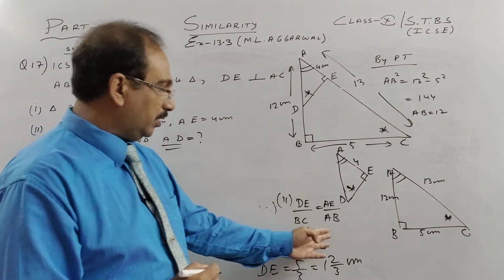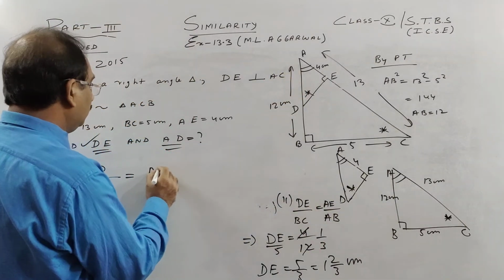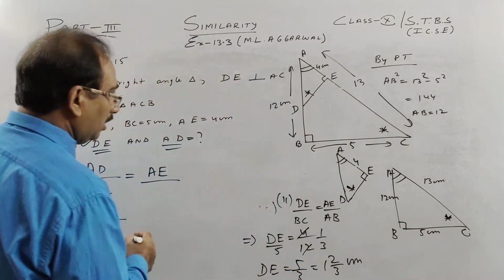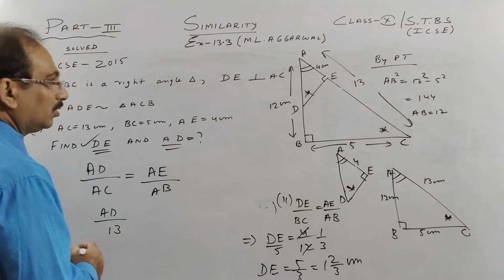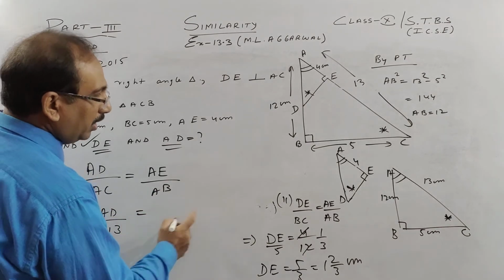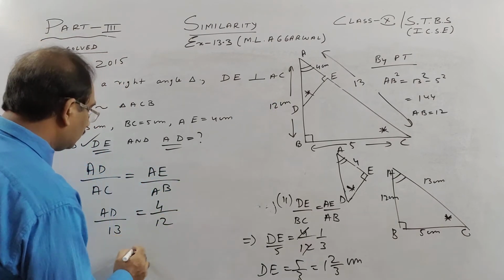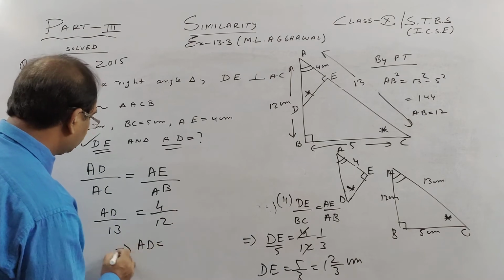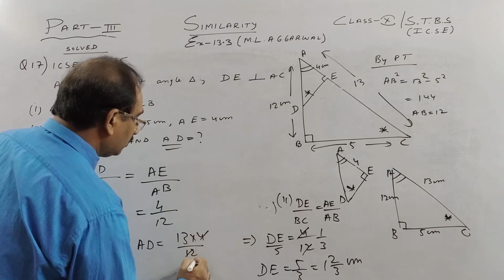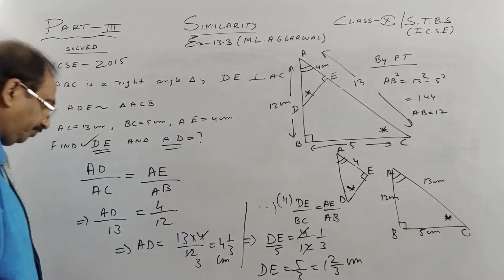Now what are the two known things over here? One pair is always known, children. So AE by AB. In the small triangle it is AE, which is opposite to this, and in the big triangle it is AB. So this we have already got: AE is 4 and AB is 12. So AD is 13 into 4/12. So this is 1/3 centimeter.